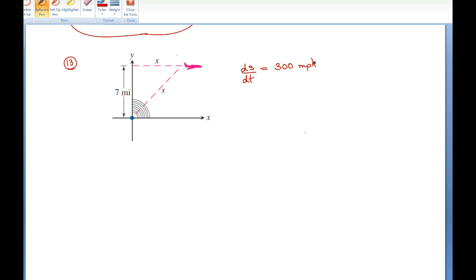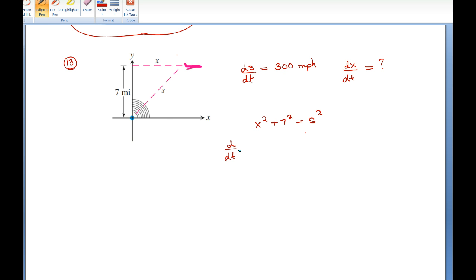So how are these three related? We have 7, X, and S. We could find X, but how do they relate? We're looking for dx/dt. We could use the Pythagorean theorem: x squared plus 7 squared equals S squared. Remember, the airplane is moving this way, and this way, so these two are changing. The only one that's staying constant is that the airplane is staying at 7 miles above ground.